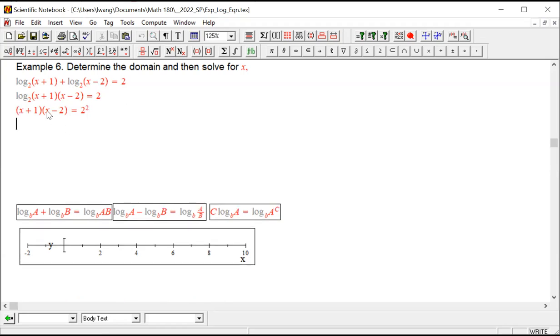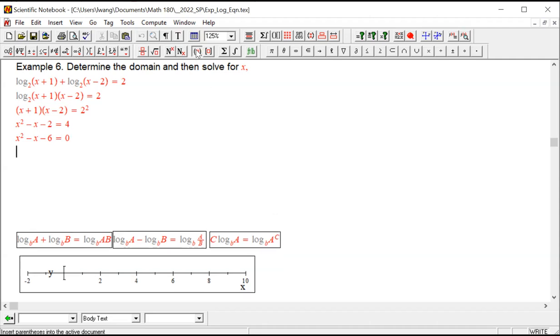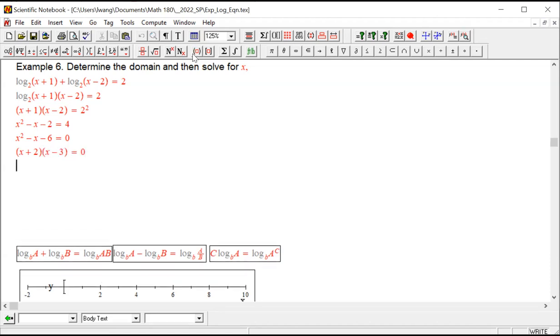And FOIL the left-hand side, we get x squared minus x minus 2 equals 4. We end up with x squared minus x minus 6 equals 0. Factor, and we get (x plus 2) times (x minus 3) equals 0, right? You can see it is very similar to example number 5.